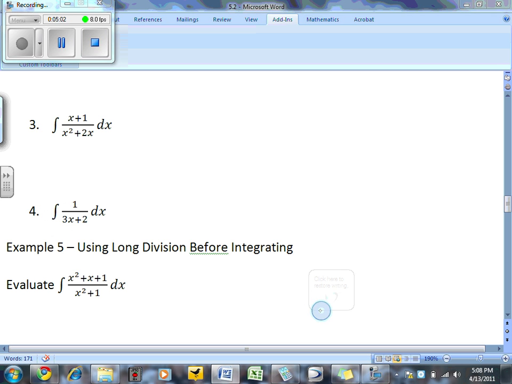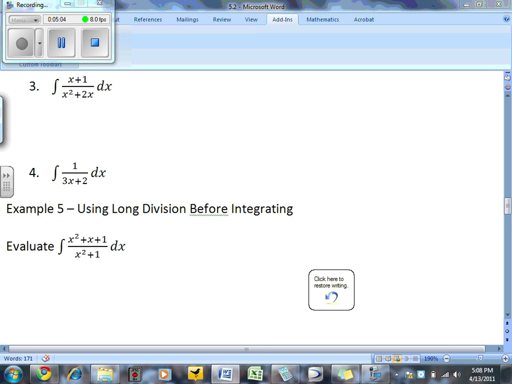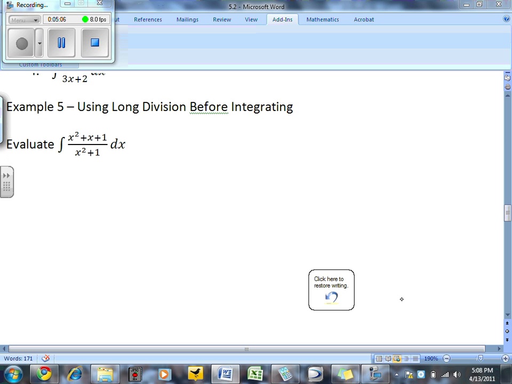Another example. We look at the derivative of the bottom, that's going to be 2x. That's nowhere near what we need it to be for this integral here. And so maybe we could try something else. We can try to factor this down. You notice that x squared plus x plus 1 doesn't factor down very easily.